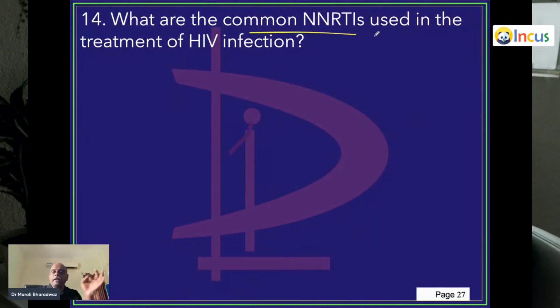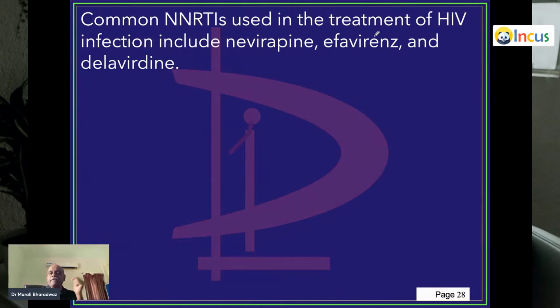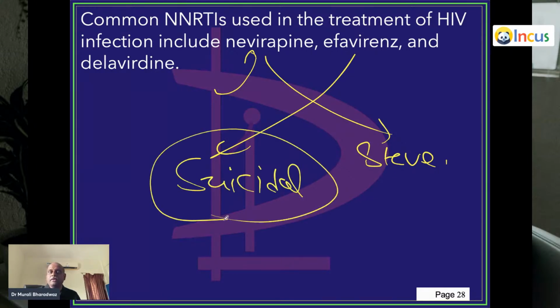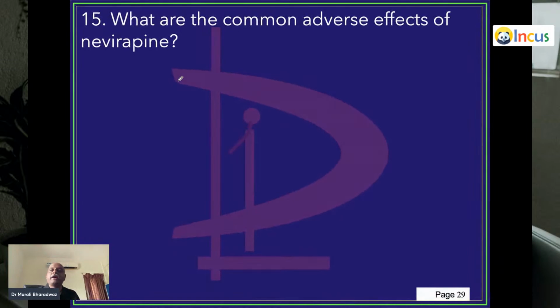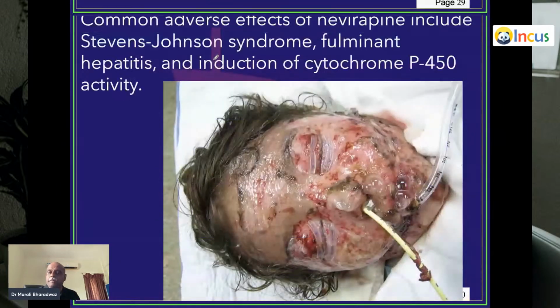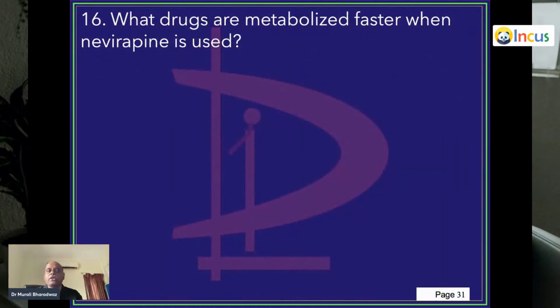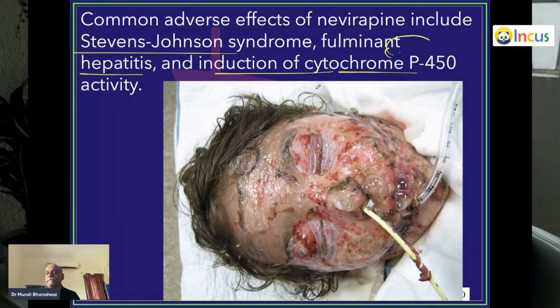What are the common NNRTIs? Reflexively, you should answer nevirapine. You should remember Stevens-Johnson. Efavirenz for suicidal dreams. You get suicidal tendency, vivid dreams, efavirenz. And delavirdine. These are called NNRTIs. What are the main side effects of nevirapine, doctor? Stevens-Johnson, fulminant hepatitis, cytochrome P450 induction. These are all the features of nevirapine, is what you need to remember.